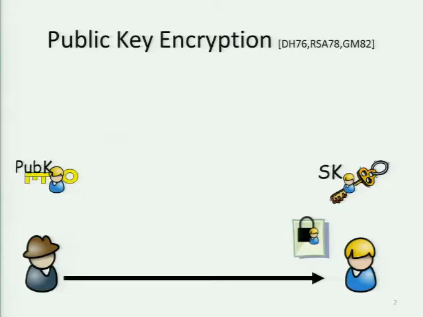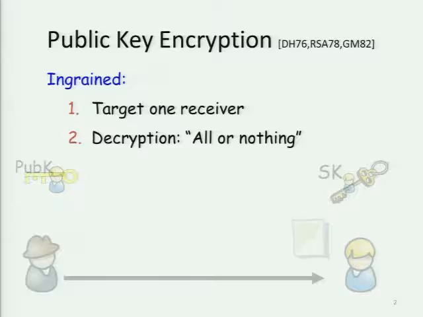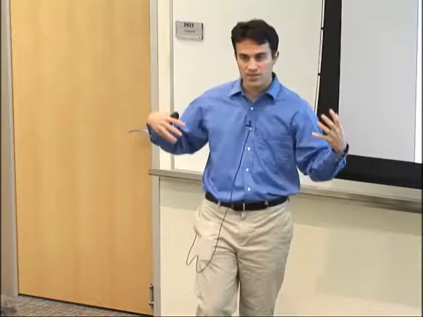However, along with this great advent, two ingrained notions have become fixed in our heads. The first one is that when I'm encrypting to someone, I'm usually targeting a particular receiver. That is, I'm sending to you, or I have someone particular in mind. And the second one is that decryption is an all or nothing process. That is, I either decrypt the message and learn everything about it, or I don't learn anything at all. And maybe instead we want to learn some type of function or partial view of the message, depending on what our credentials are.